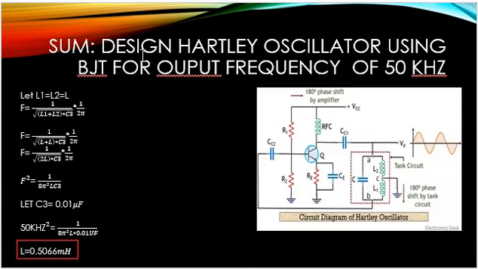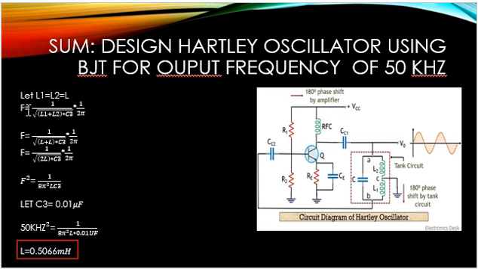Next is the sum regarding the designing portion of the Hartley oscillator, using the output frequency to be 50 kilohertz. So the output frequency produced by the oscillator is 50 kilohertz. To create this, as we know, we have a tank circuit with 3 parts, that is L1, L2 and C.